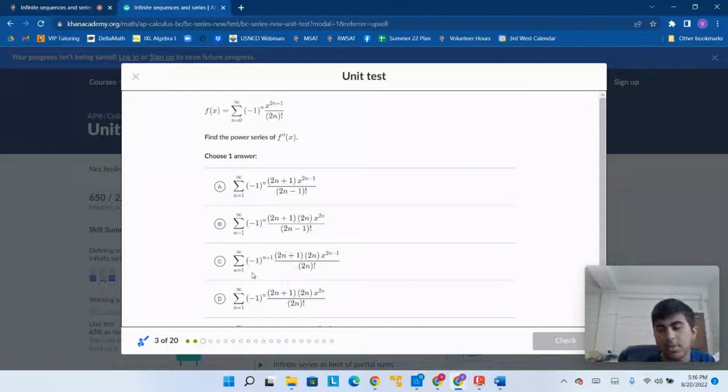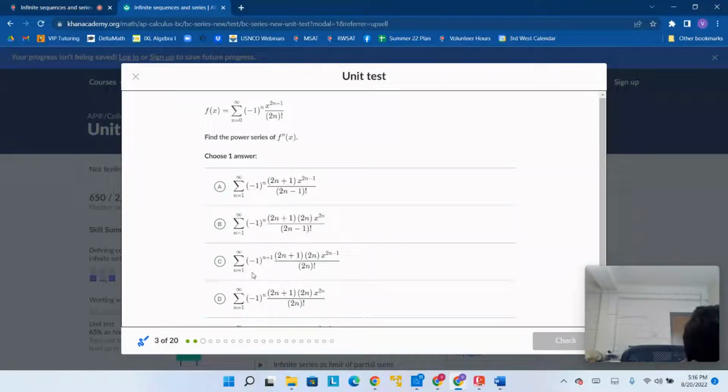Now remember, x is the only thing that actually is a variable. Everything else is just, n is a number. Right? n is a number. Now you take the derivative of this again, you get 2n plus 1 times 2n over 2n factorial. So the 2n is going to cancel out, and you're just going to be left with 2n minus 1 factorial.